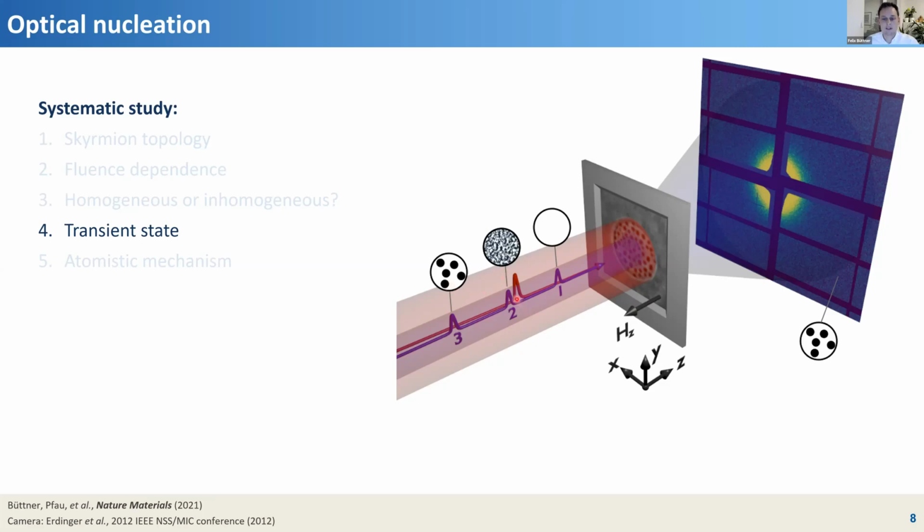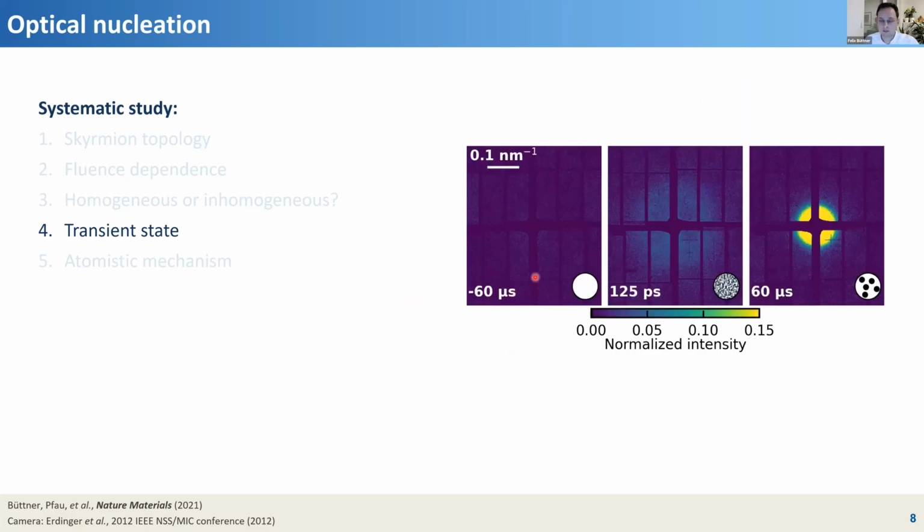So here's an example of the 3 scattering patterns that we observe. The first image here is showing that we see essentially nothing before the laser pulse arrives, confirming that there's no magnetic texture or no texture at all in the system before the laser pulse. Then, long after the laser pulse, we see the clear scattering ring, which we independently also confirm corresponds to the skyrmion state.